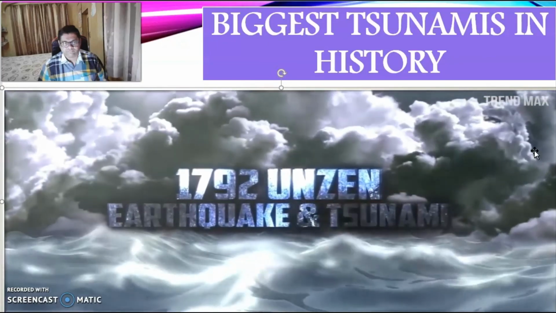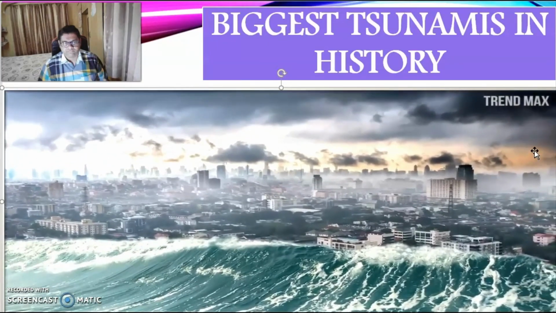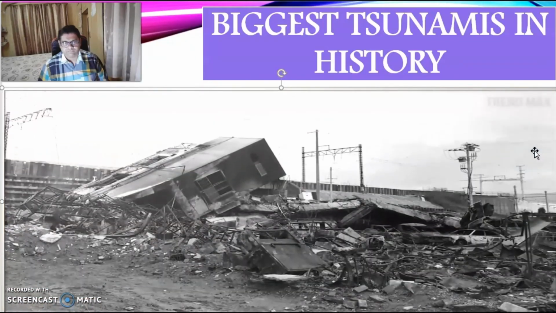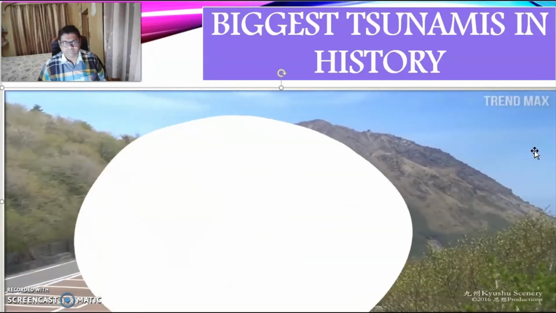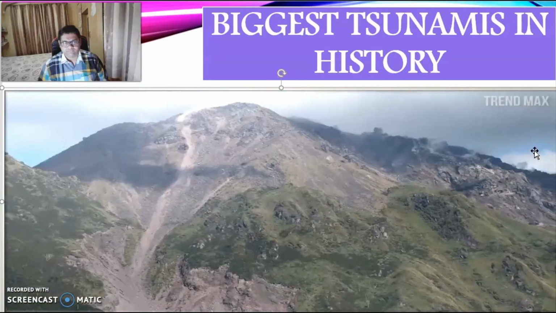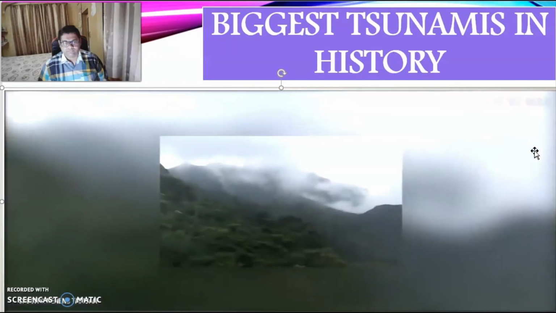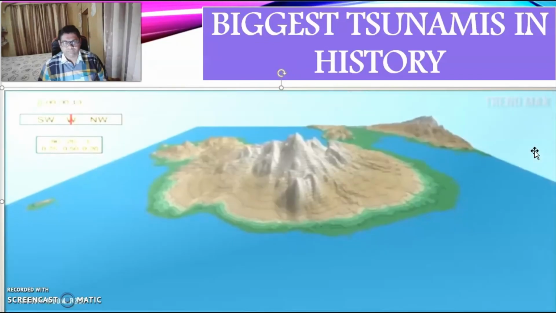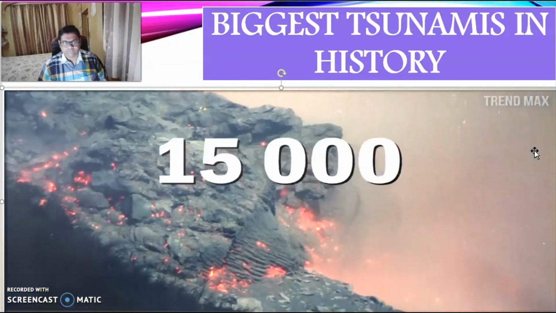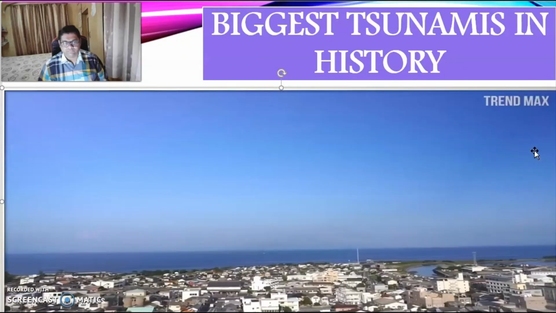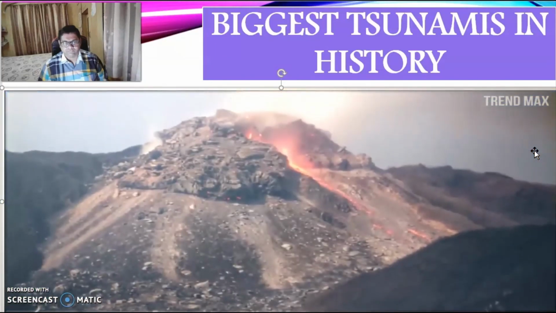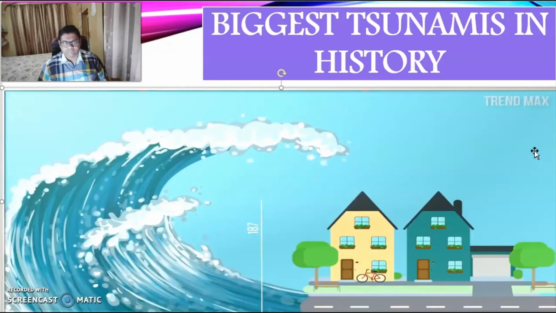1792 Unzen earthquake and tsunami. A few years after the last tsunami, in 1792 to be exact, another tragedy would hit this Asian country. That date, a volcano known as Mount Unzen erupted, becoming the most lethal volcanic eruption in the whole of Japanese history. To double its mortality, it also caused a mega tsunami that had waves of 33 to 66 feet in height. It's estimated that 15,000 people lost their lives, with Higo and Shimabara City the most affected zones. The volcanic eruption was so strong it made the waves grow up to 187 feet in height.